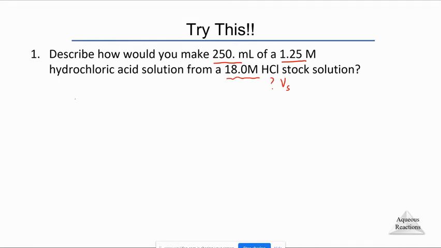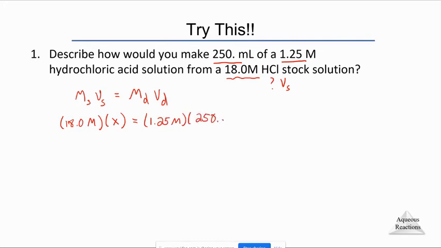Okay, in calculating this, using this formula, molarity of the stock solution, or the more concentrated solution, times the volume of that stock solution is equal to our new molarity of our dilute solution times the volume that we want of that dilute solution. So we know our stock solution has an 18.0 molar concentration. What we don't know is how much of that we need, but we know our new solution with lower concentration, we want 1.25 molar, and we know we're going to make 250 milliliters of that.